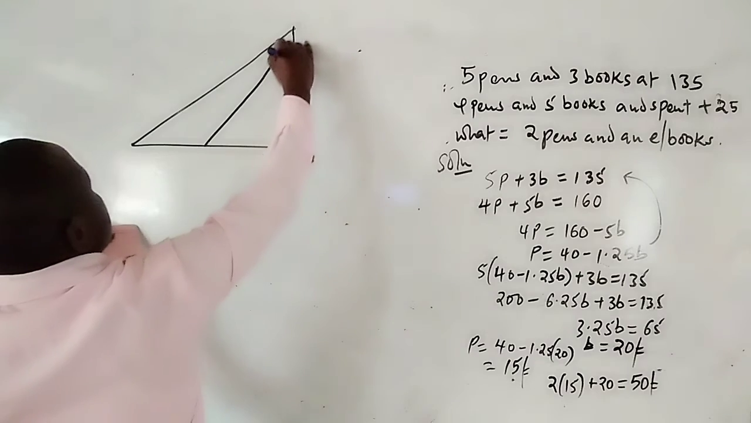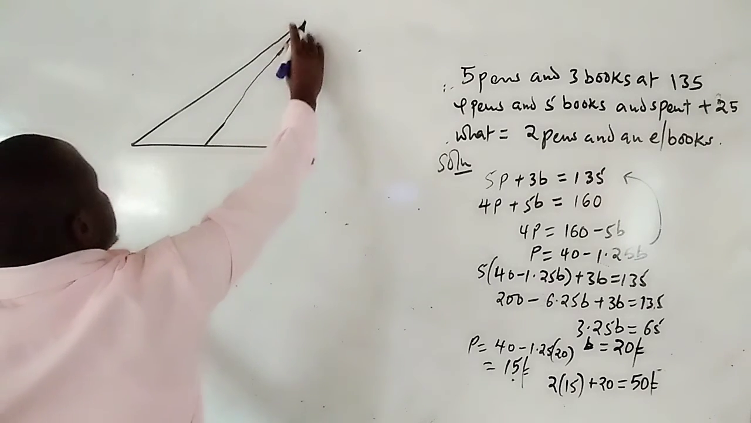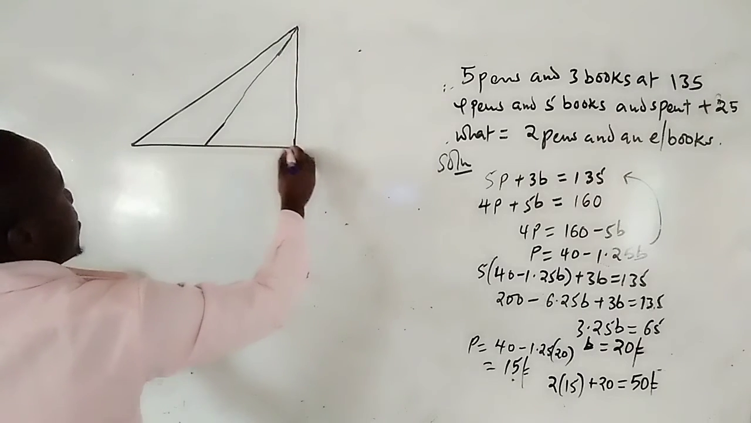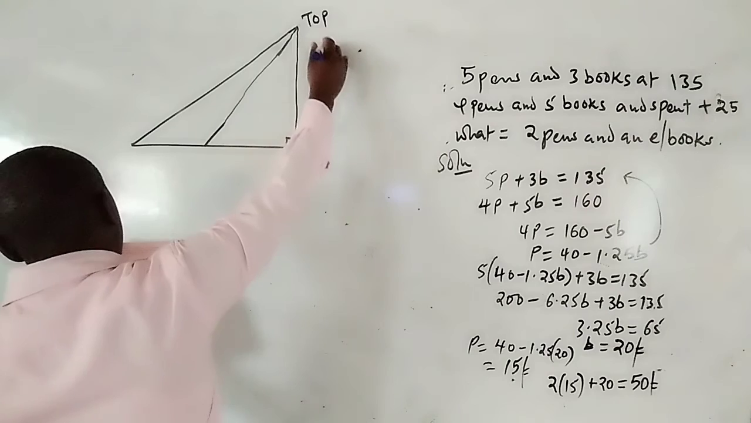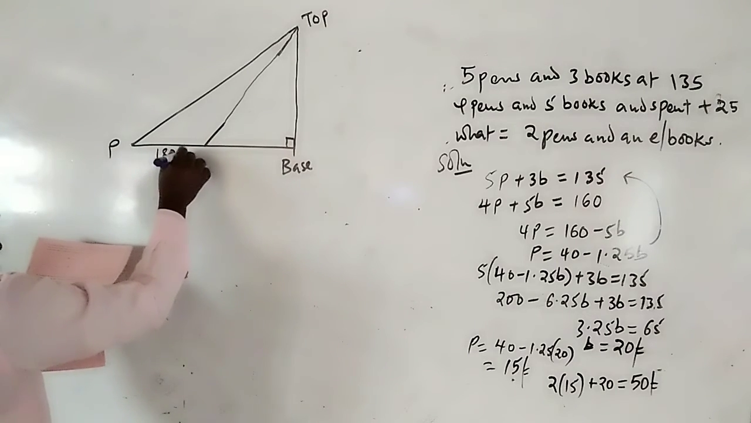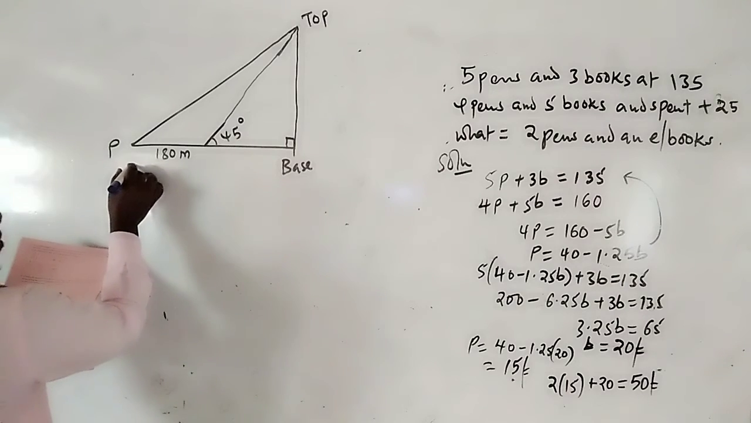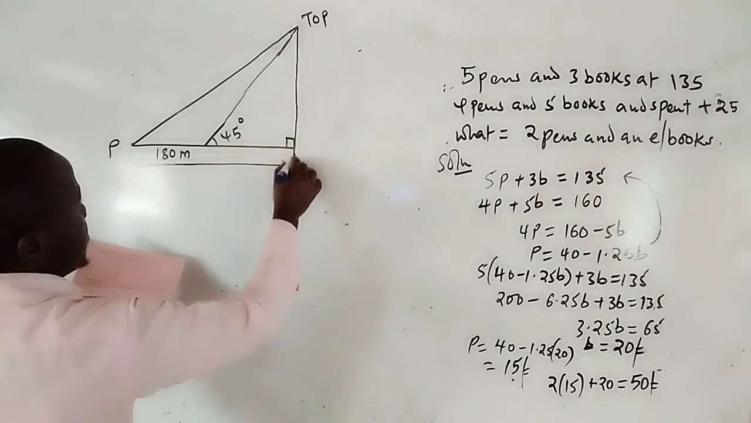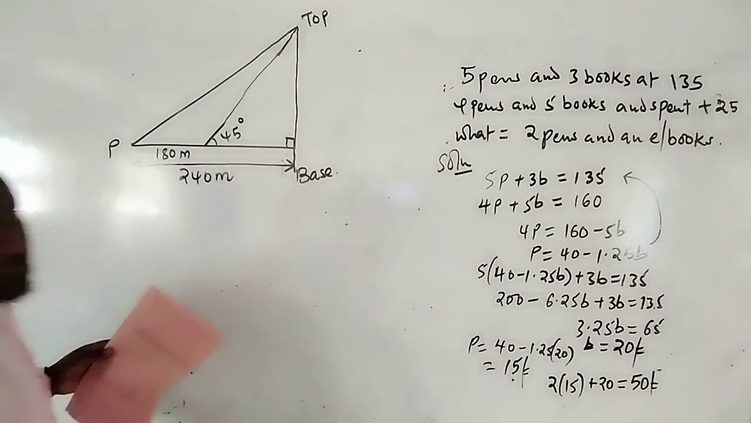We have it drawn like this. Then we have it like this. So this is the base of the flag post. This is the top of the flag post. We are told a scout is at point P, and when he walks 180 meters, he notices now the angle of elevation to the top of the flag is 45 degrees. Then we are told now point P is 240 meters away from the base.